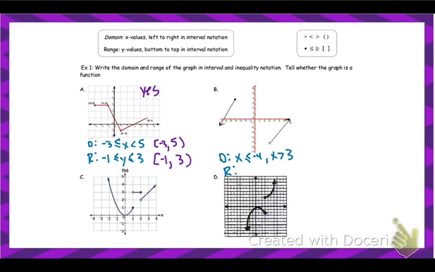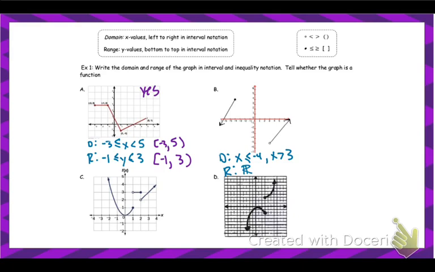For range, now let's look at the range here. This graph is going to keep going all the way down to -infinity. This part of the graph is going to keep going to +infinity. Even though there's an open circle here and your graph stops here, those y values are still going to continue to be touched past those points. So your range here is all real numbers.